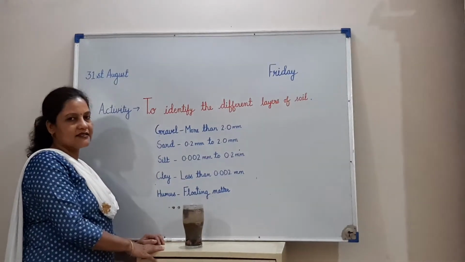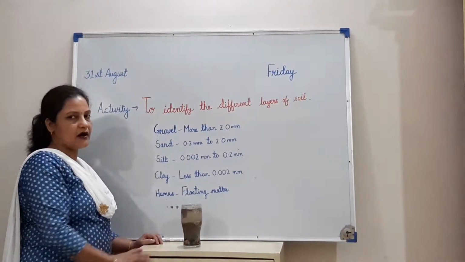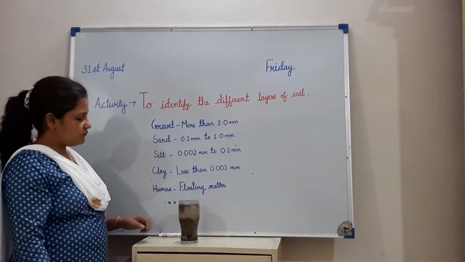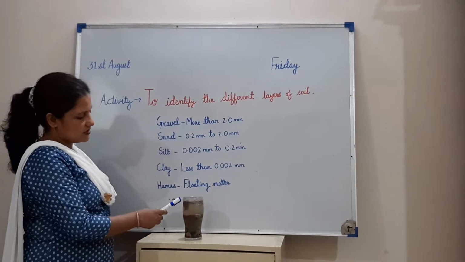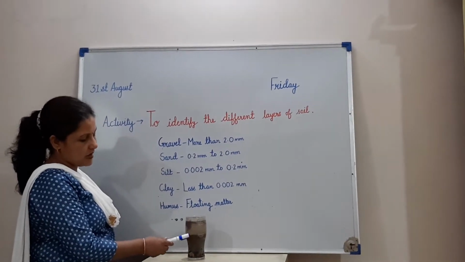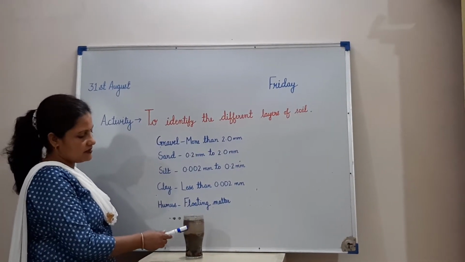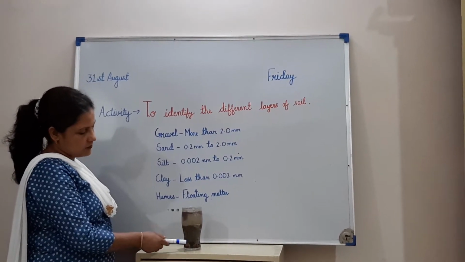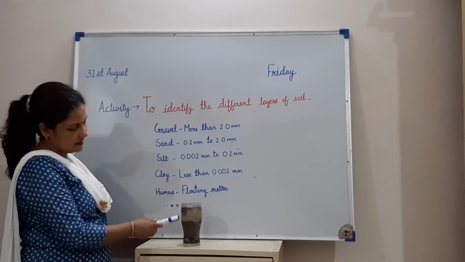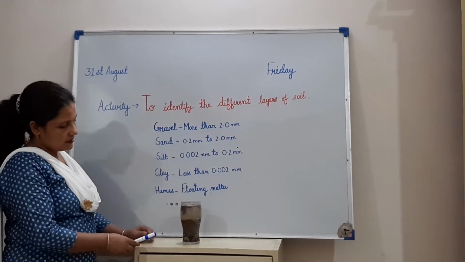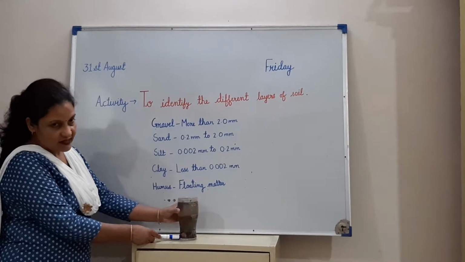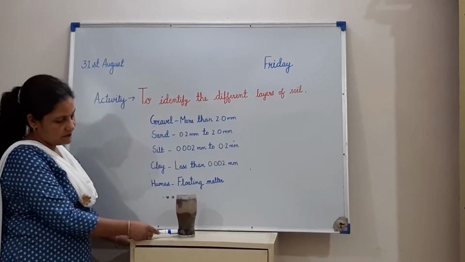We leave the glass undisturbed for a few hours, and after a few hours, what will we observe? We will observe that the different particles settle down in different layers. So the different layers from the bottom to the brim can be seen like this. Now see, in the glass, the bottom layer is made up of stones and pebbles.